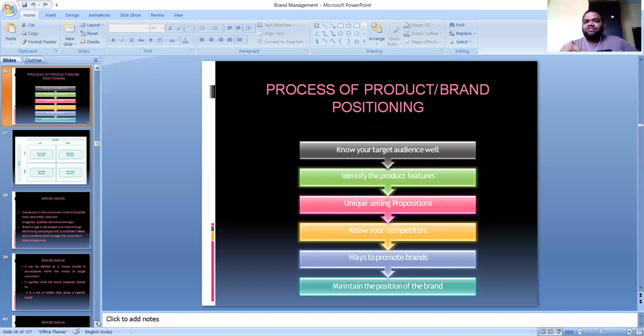So this is the process of brand positioning. Know your target audience, identify the product features and unique selling propositions. Next, know your competitors, ways to promote brands, and maintain the position of the brand. Okay, so moving on to the next one.